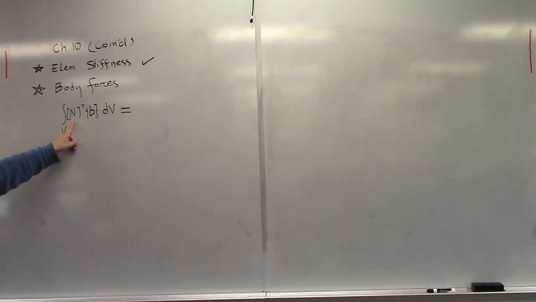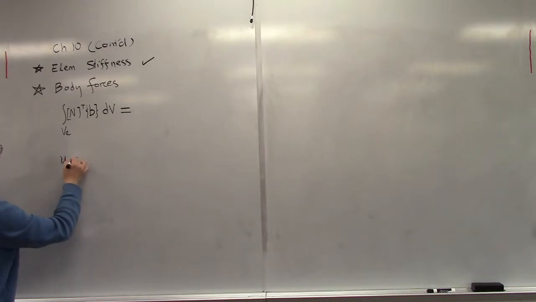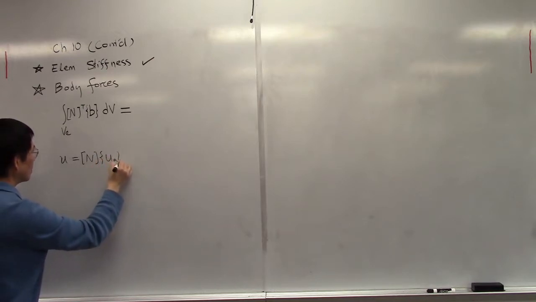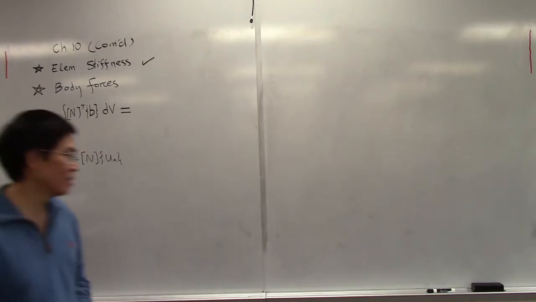What is the unit for shape function? Is it in length, unitless, force, or what? Okay, let me give you a hint. When we say displacement is interpolated using the shape function, from nodal displacement, what is the unit of that? Length. This one? Also length. So this one? Unitless. Very good. This one, body force.